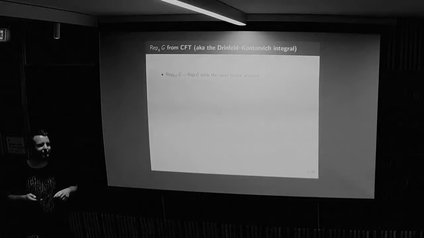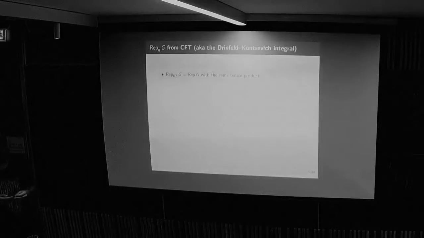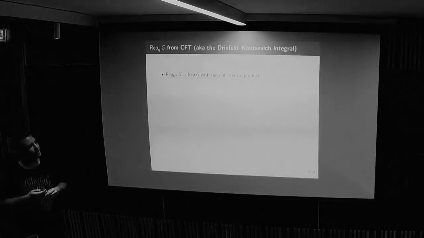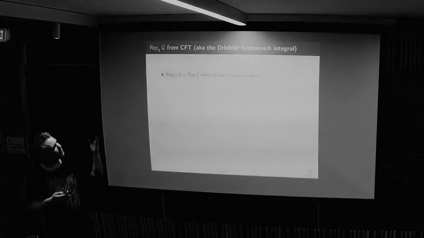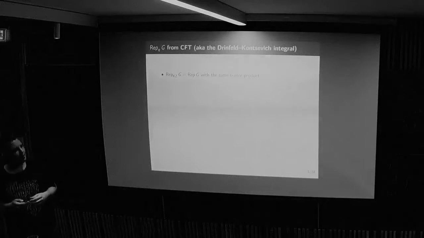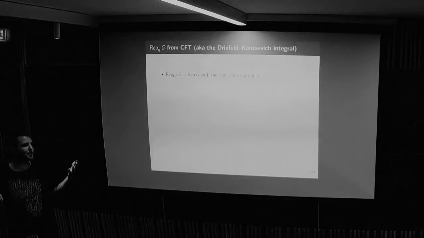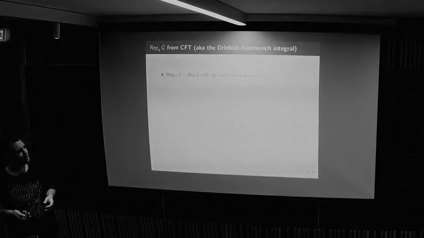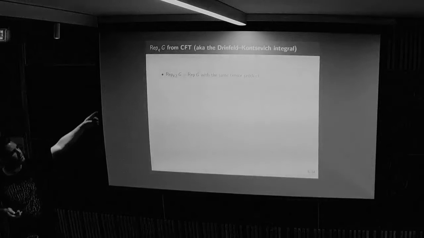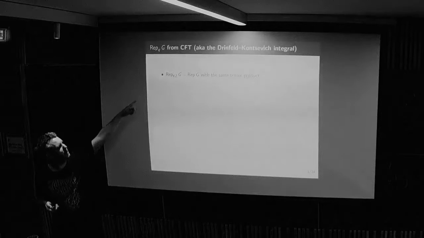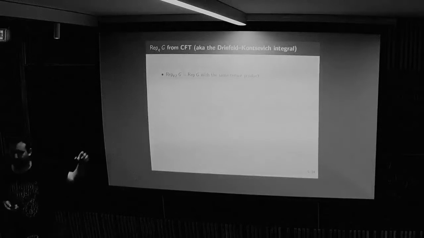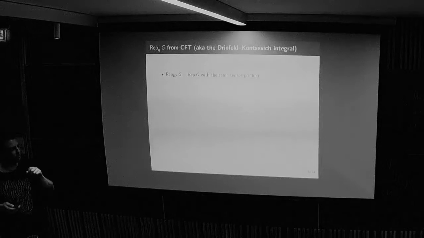Now there is perhaps my favorite description of this representation category, and we also heard about it yesterday in Nina's talk. So there is a construction coming from conformal field theory, and if you're not a theorist, you might know this as the Kontsevich integral, or perhaps as some perturbative expansion of Chern-Simons theory. And the idea is you define this Rep KZ category as being just Rep G, but this time with the same tensor product.